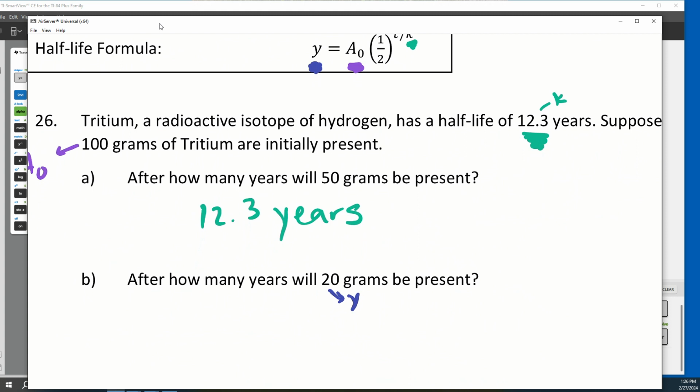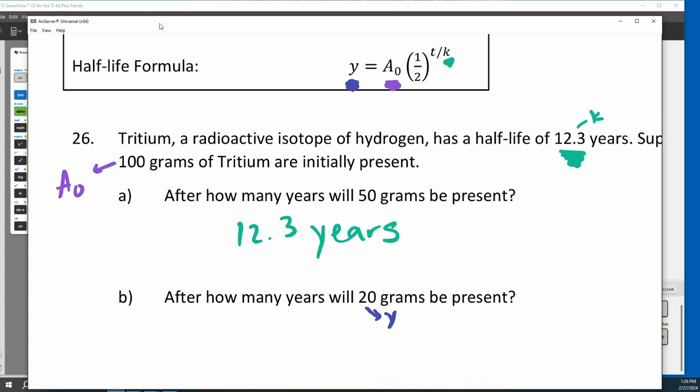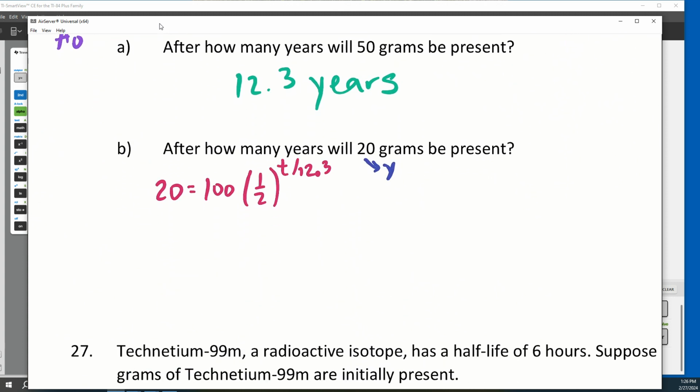All right, so I'm going to just take all those things and plug them into my half-life formula. And when I do, the only variable that should be left is T, which is what we want. And then we solve it, just like we just solved 22 and 23. Eventually, we have to do something first, though. Divide by 100 first.